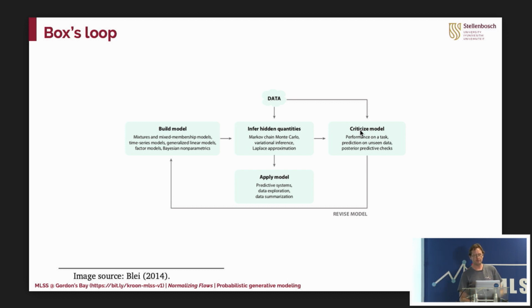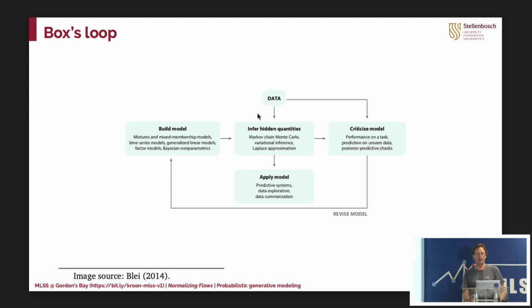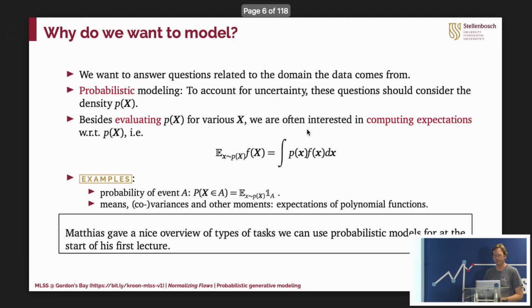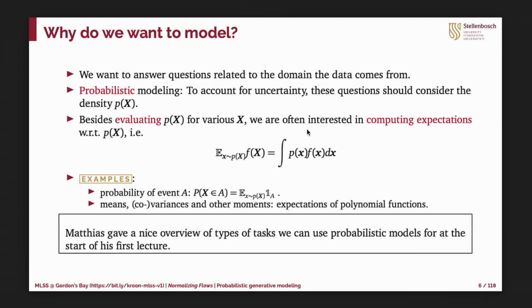A lot of the talks we've been listening to have been talking about essentially the mechanisms of how we infer these hidden quantities. I'm going to be largely focusing on that, but I think it's important to remember that context because we want to be identifying appropriate models and checking that they work in practice for the tasks that we have in mind. Generally, the reason we want to model is to answer questions related to the domain that our data is coming from. We want to apply our models.